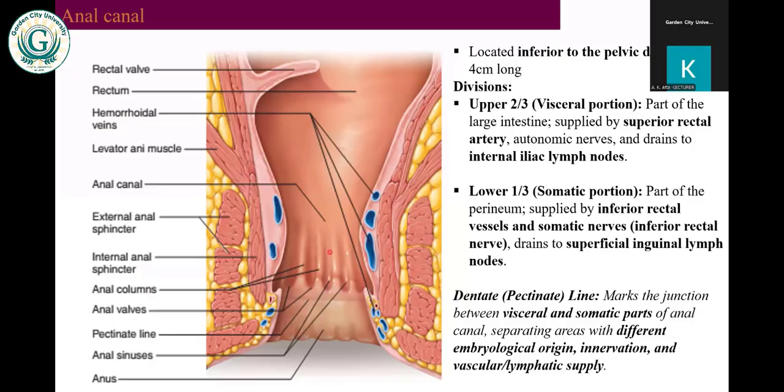That is the point I want to make: the blood supply, the innervation, and the lymphatic drainage above this line are different, because above this line is endodermal in origin. Below that line is ectodermal in origin.